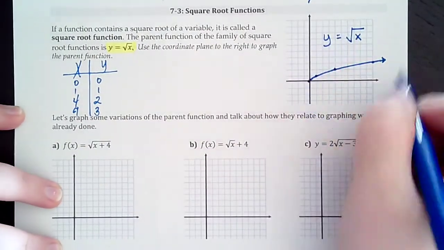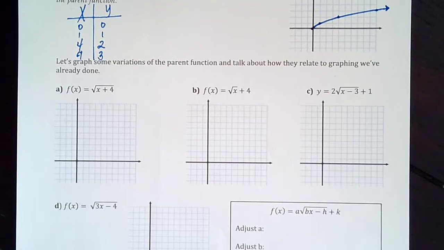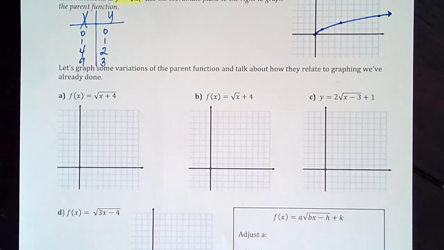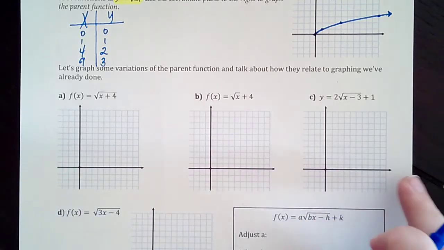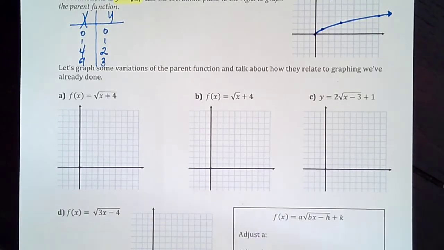And this is one of the most important things you should be able to sketch, I would say, going forward. So now let's take that and let's graph some variations, some transformations of that parent function, and talk about how they relate to graphing that we've already done. Well, this first one, I would say you can create a table for these, or you can go to Desmos and see what they look like. I'm going to tell you what they end up being graphed as, and I'm going to show you those connections.